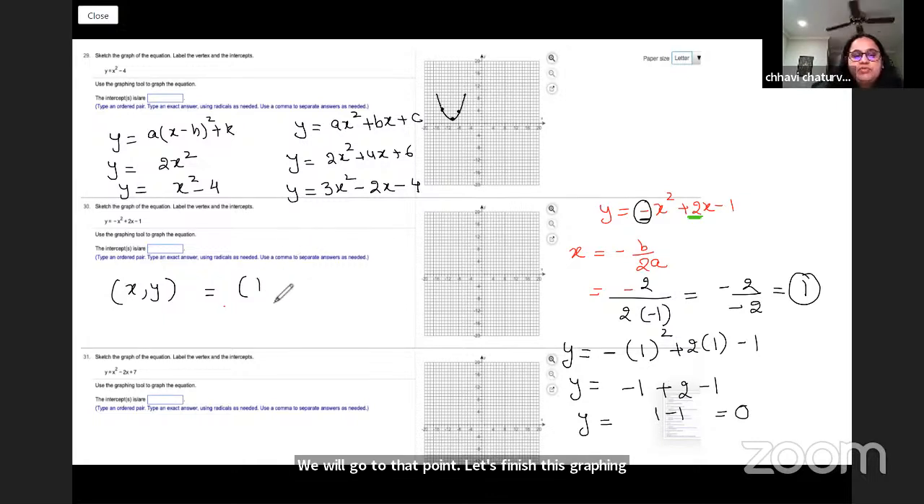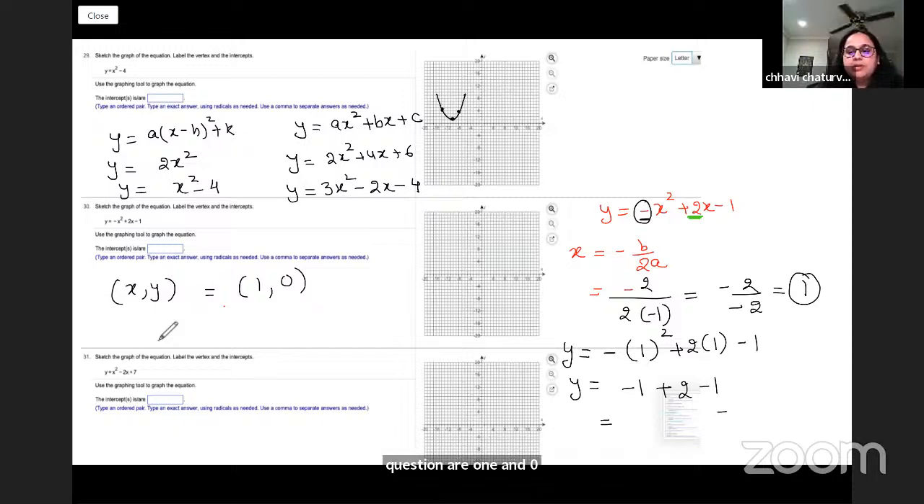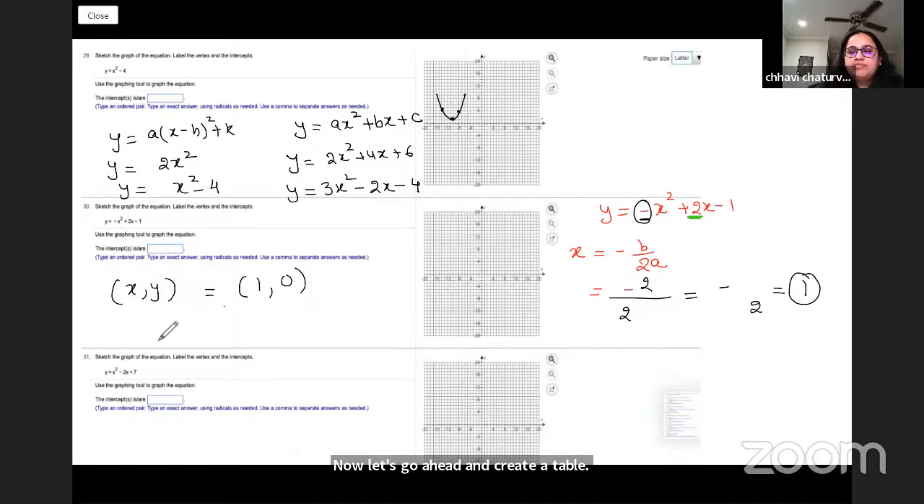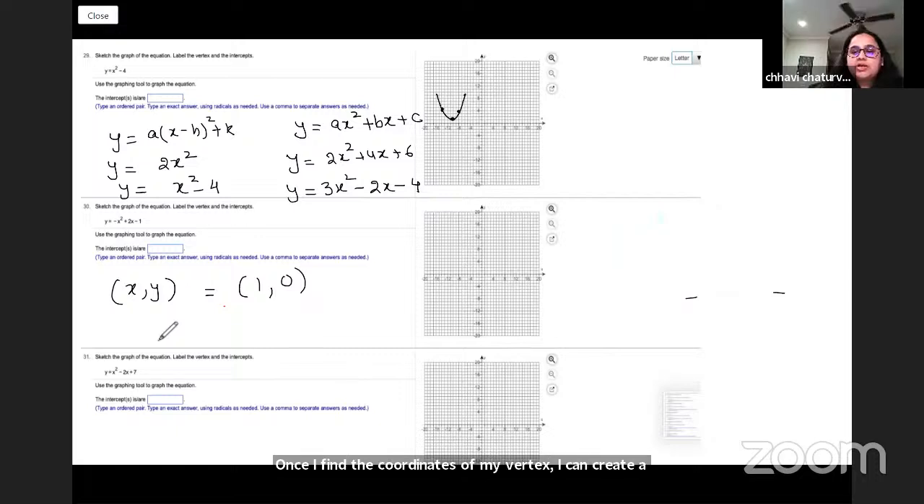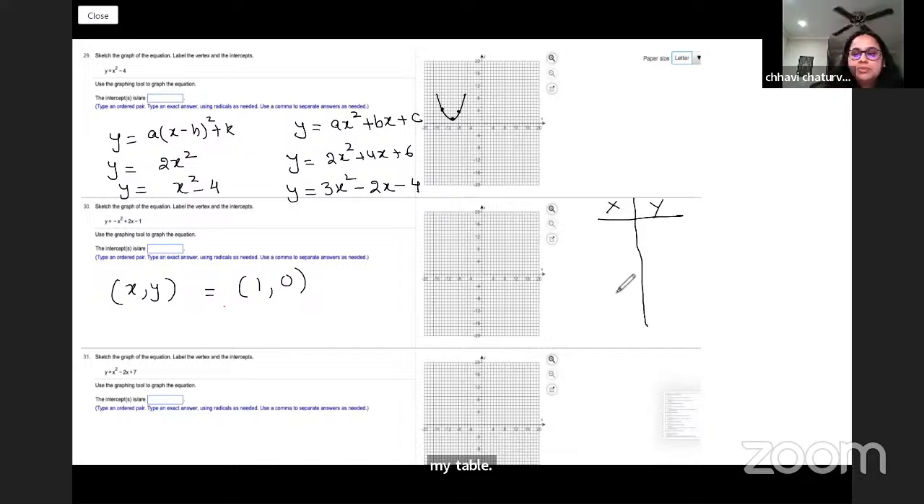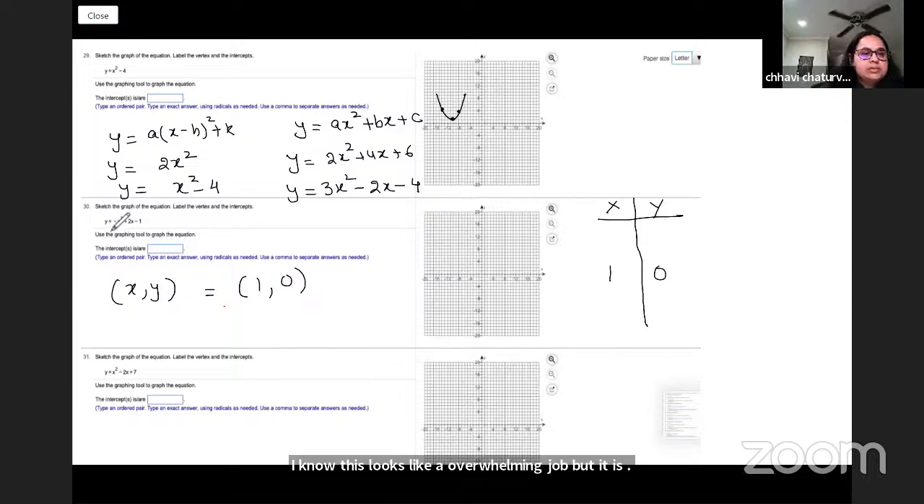So the coordinates of the vertex for this question are 1 and 0. Now let's go ahead and create a table. Once I find the coordinates of my vertex, I can create a table and put the vertex coordinates in the middle of my table. I know this looks like an overwhelming job, but it is a solid job, okay? If you do it this way, you can make sure that it takes less time.